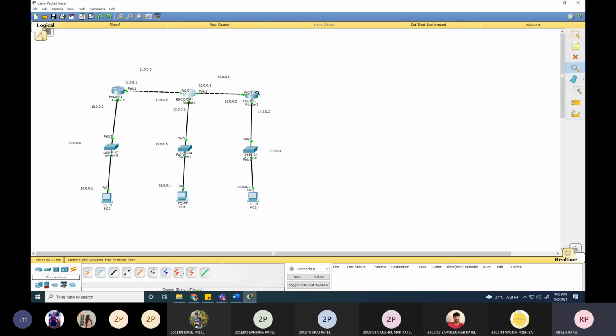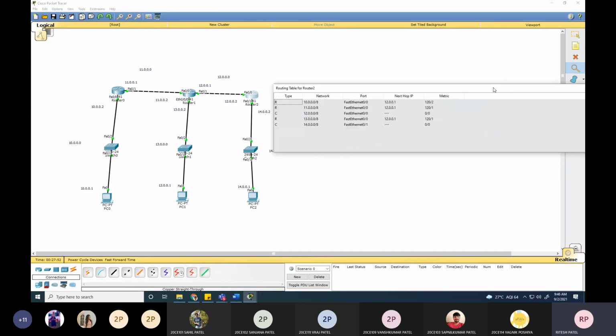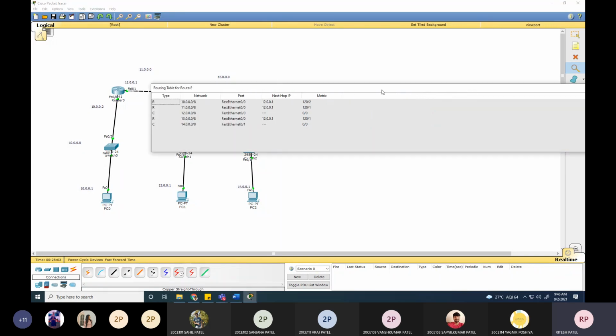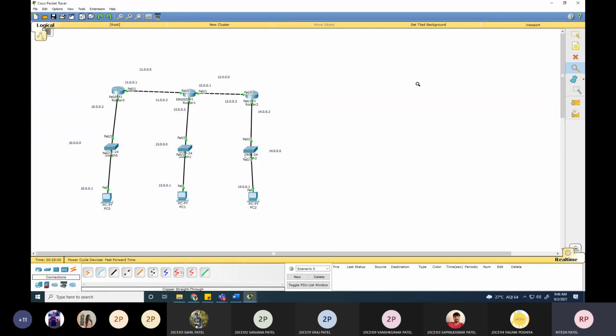Okay, so same way this is a routing table of R3: 10, 11 and 13. 10, 11 and 13 are learned by this, and the next gateway is 12.0.0.1. So our routing tables are prepared now. No need to do anything else. Just in RIP, specify the networks which are directly connected.